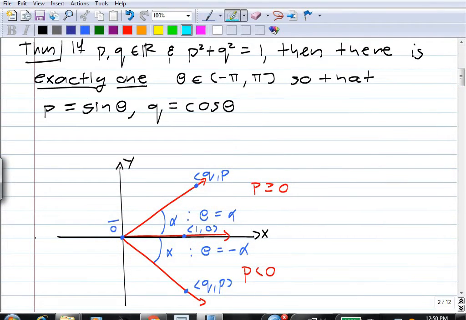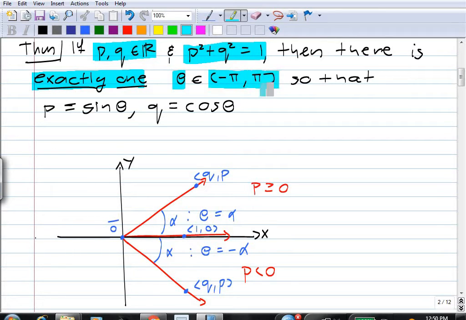So, we take two real numbers, p and q, and p squared plus q squared is 1. Then there is exactly one number, theta, sitting between minus pi and pi, with minus pi excluded and pi included, so that p is sine theta and q is cos theta. Right. Now, where does this number theta come from?